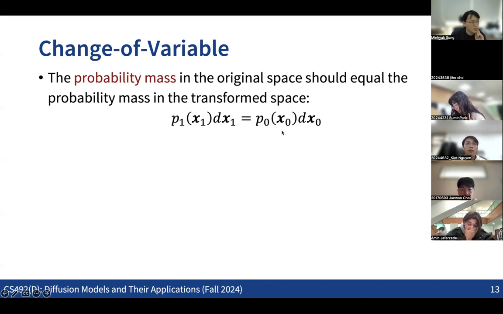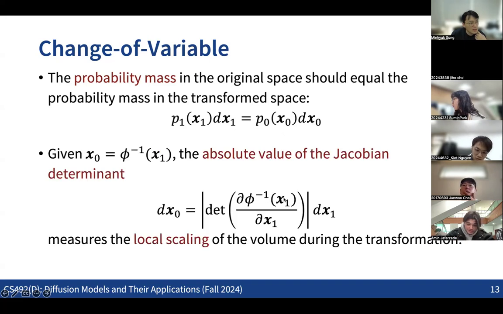This shows the equality between the two probability masses, which is the probability multiplied by an infinitesimal amount of x0 and x1 here, right? And given this, x0 can also be mapped from x1 by the inverse mapping, right?